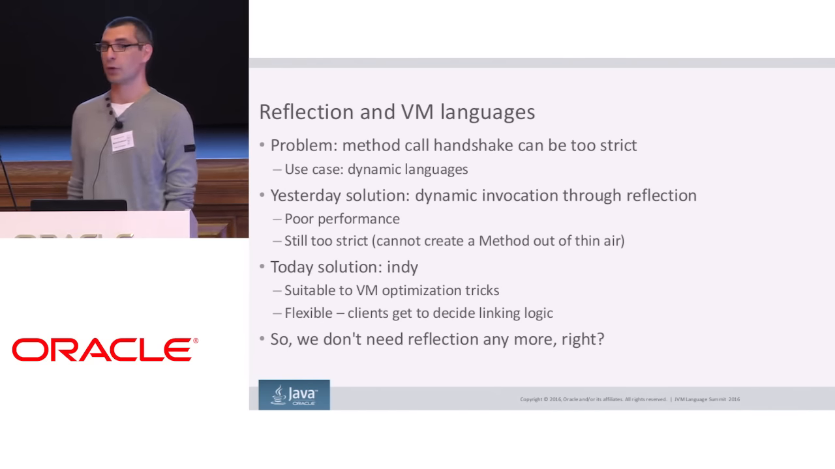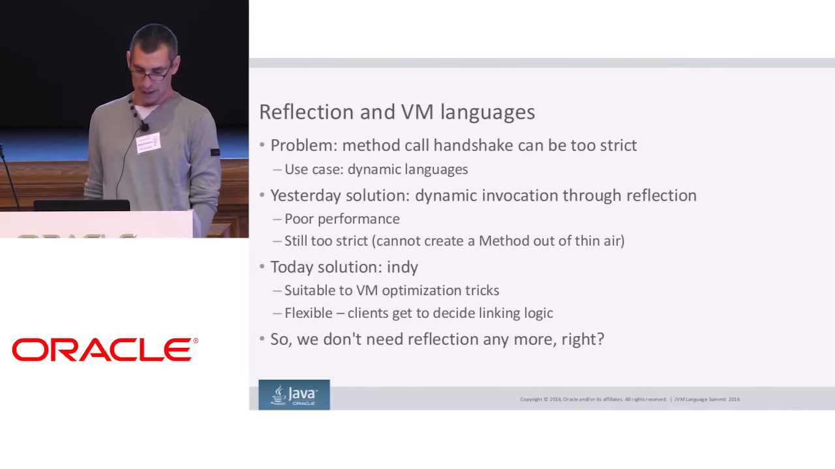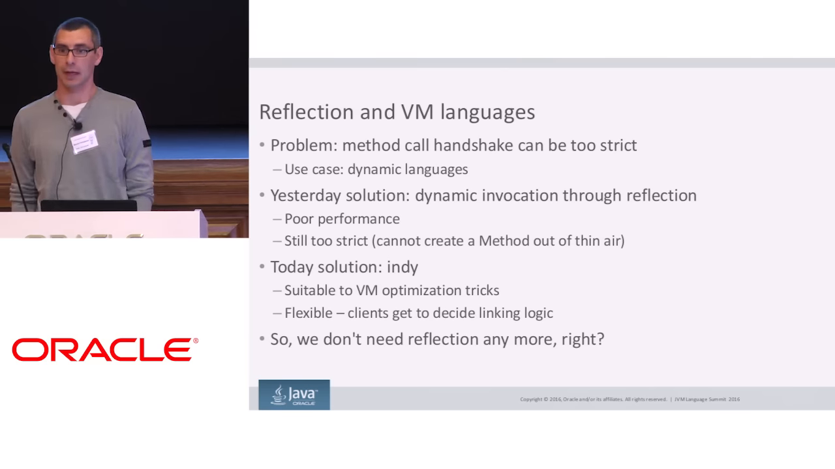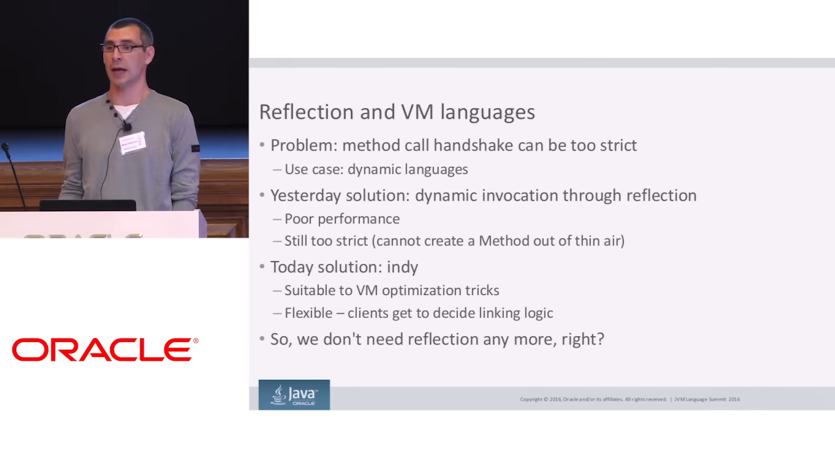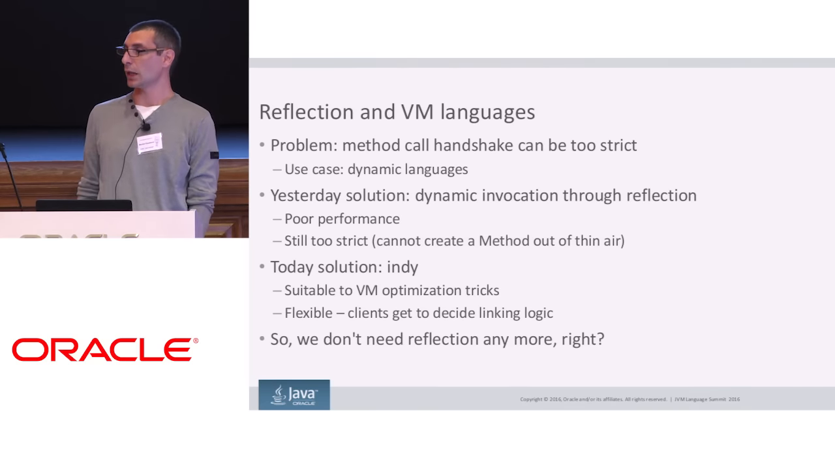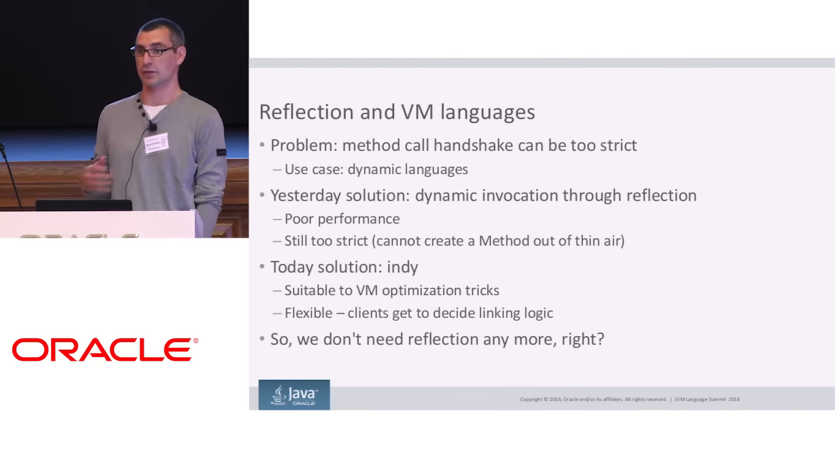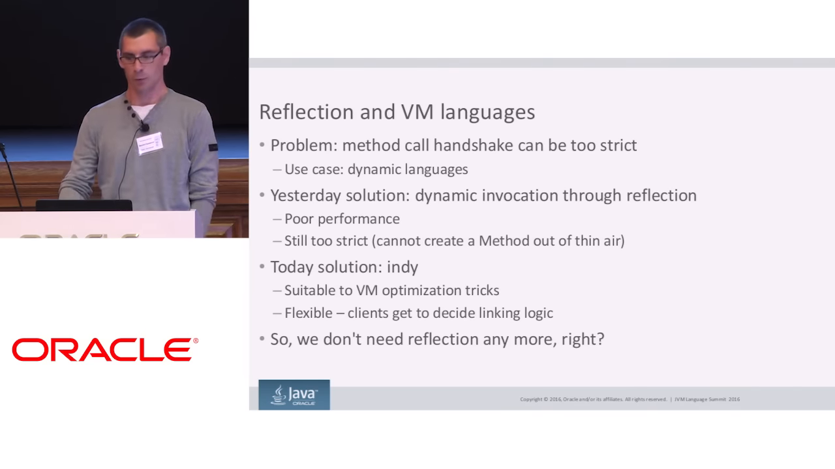Today's solution is, of course, invokedynamic, JSR 292. So I can have a much sharper tool in order to create method handles. Method handles have a sharp signature, so I don't have any boxing. And what's even better is that the client can decide the linking logic. So I have a lot of flexibility and a lot of performance too, because the VM can see through the call site and can optimize it at will, essentially. So we don't need reflection anymore, right?